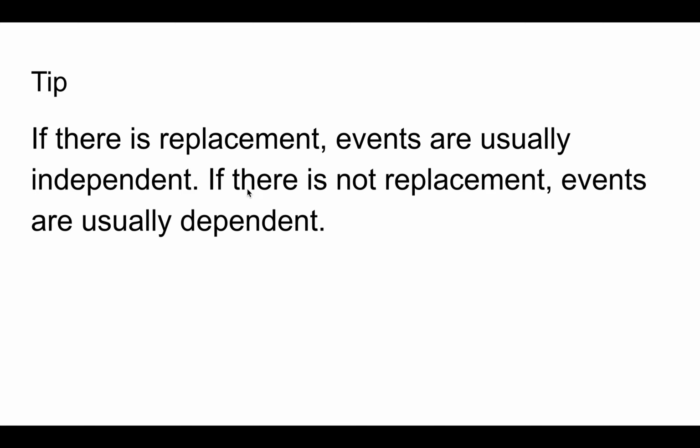So one tip that I have for you throughout all the problems you'll work on is that if there is replacement, like if you're choosing things multiple times and there is replacement, events are usually independent. That is, what happens on one choice does not affect what happens on the other. If there is not replacement, like if you take something out and you keep it out and then you choose again, events are usually dependent, because usually the fact that you took it out affects how the other event goes.